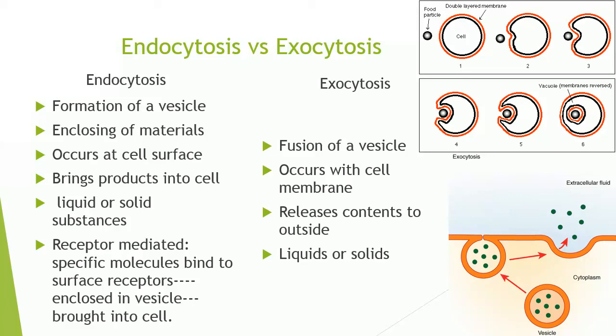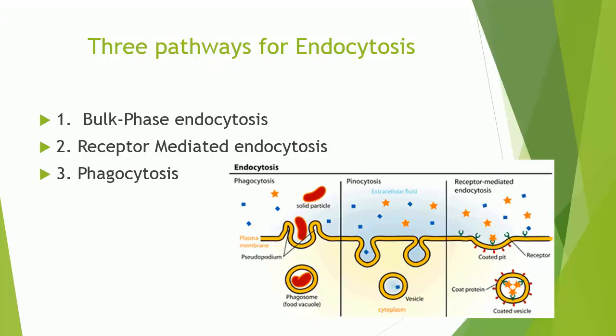So you'll see a vesicle and you'll see it moving toward the cell membrane and then releasing its products to the extracellular fluid. So exocytosis is fusion of a vesicle. It occurs in the cell membrane and it releases those contents out, either liquid or solid. So you have three pathways for endocytosis. You have bulk phase endocytosis, receptor-mediated endocytosis, and phagocytosis.